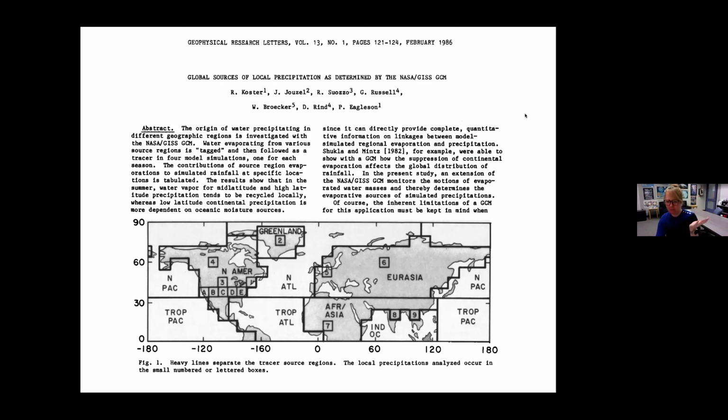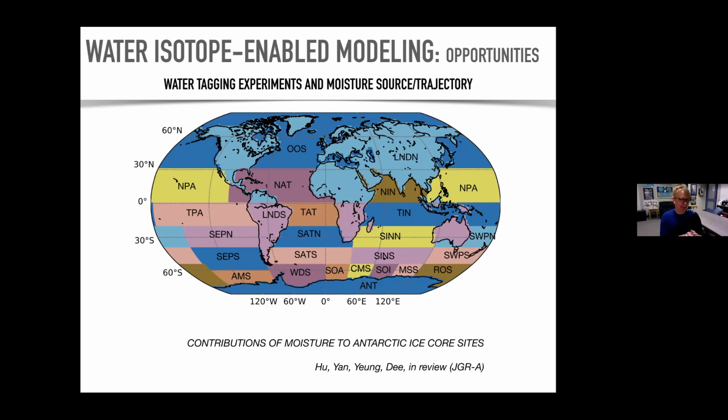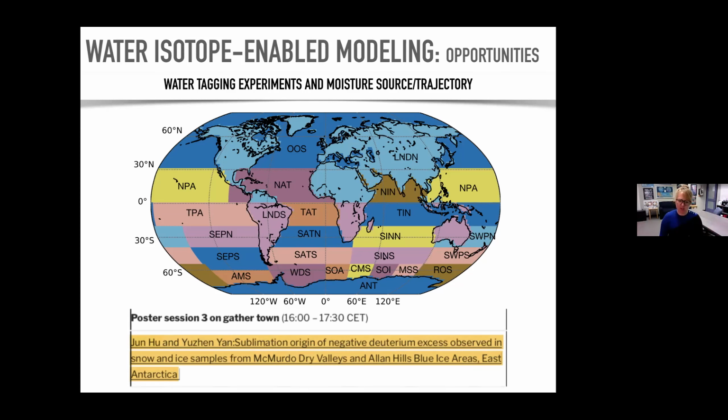Tomorrow, or today, not tomorrow, it feels like tomorrow since it's still 4 o'clock in the morning, there will be a poster on a similar water tagging experiment where we were focused on the contributions of moisture to Antarctic ice core sites. So again, in the paleoclimate realm, if we're interested in where this isotopic moisture is being sourced from, we can use these water tagging experiments to get a better handle on whether the moisture is coming from the Southern Ocean or the subtropics. And there's a poster later today by June and Yuzhen Yan looking at impacts of sublimation and also using these moisture tagging experiments.